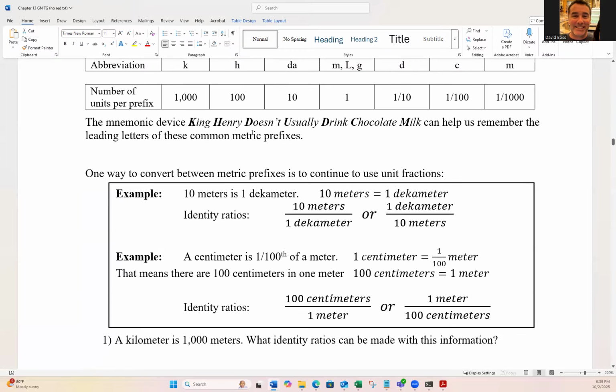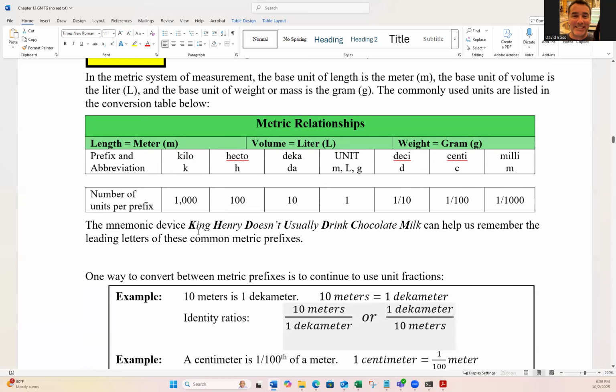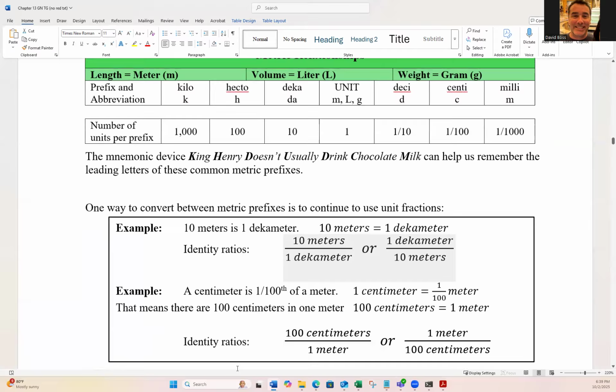Oh, the mnemonic device, King Henry doesn't usually drink chocolate milk, can help us remember the leading letters of those common metric prefixes. Kilometers, hectometers, decameters, the unit, the regular unit, decimeters, centimeters, millimeters. But you're probably familiar enough with kilometers, meters, centimeters, and millimeters. The hecto and the deca and the deci are the ones you kind of got to learn.